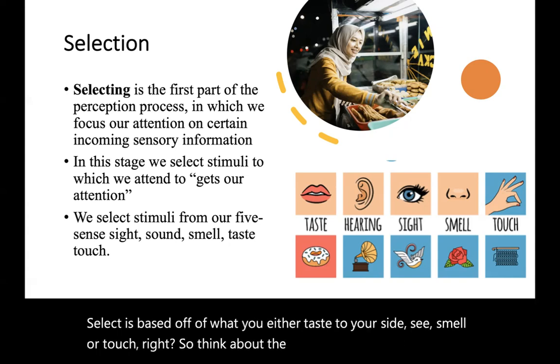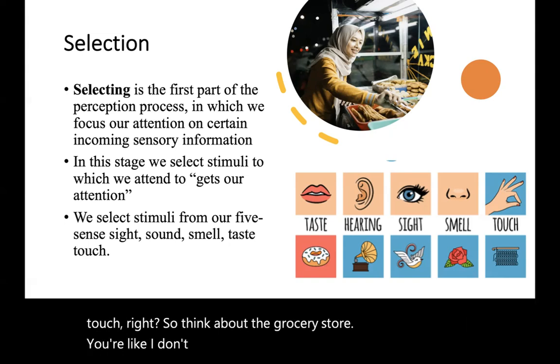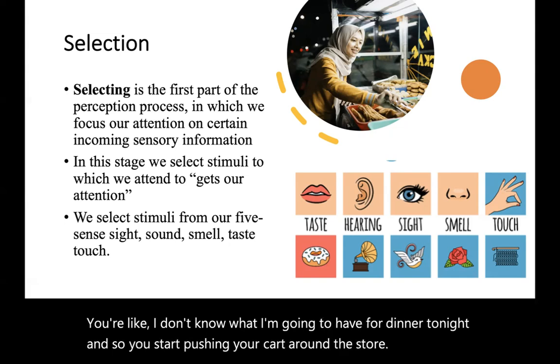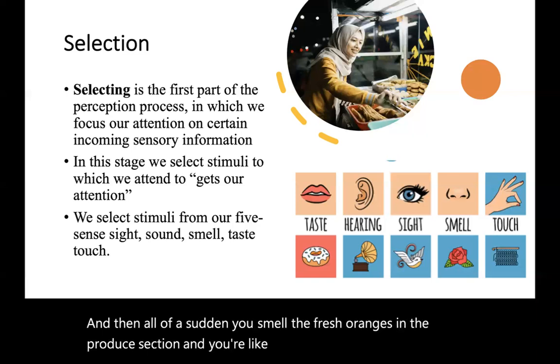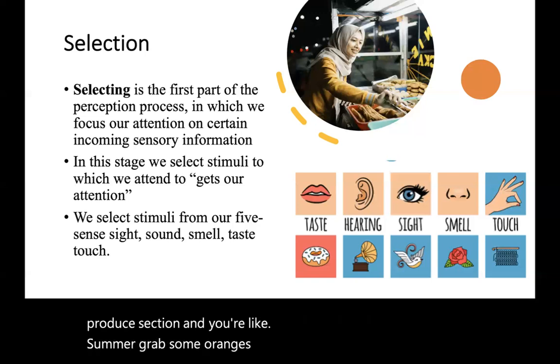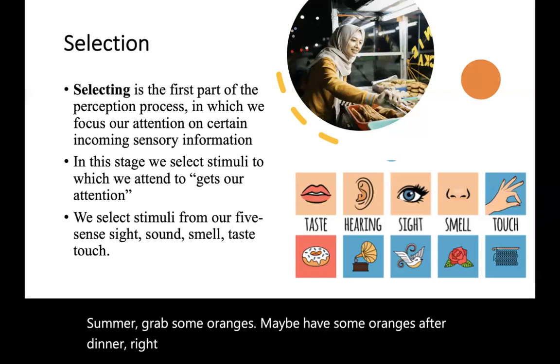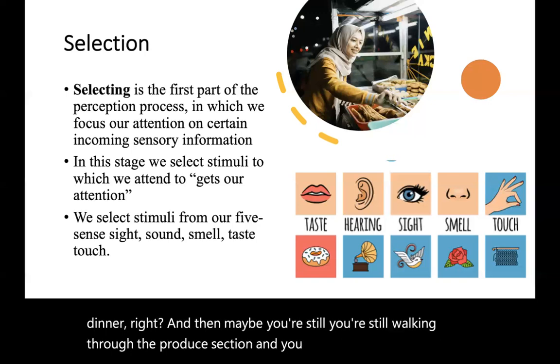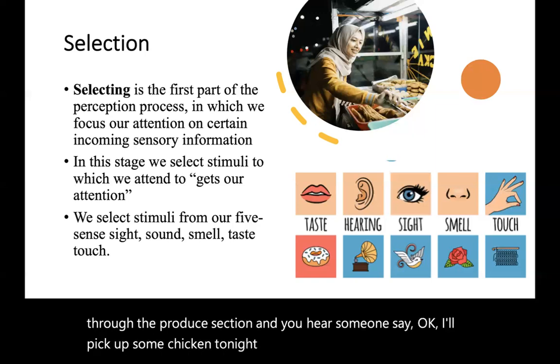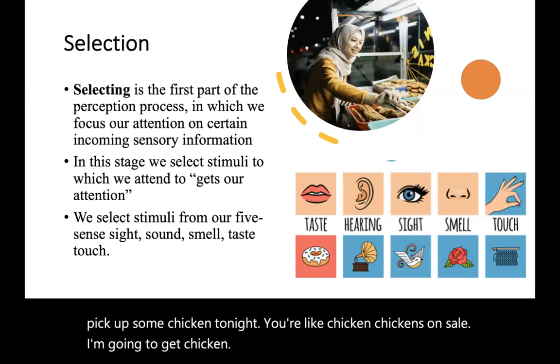So think about the grocery store. You're like, I don't know what I'm going to have for dinner tonight. And so you start pushing your cart around the store, right? And then all of a sudden, you smell the fresh oranges in the produce section. And you're like, oh, I'm going to grab some oranges. Maybe I'll have some oranges after dinner, right? And then maybe you're still walking through the produce section and you hear someone say, okay, I'll pick up some chicken tonight. And you're like, oh, chicken. Chicken's on sale. I'm going to get chicken, right?